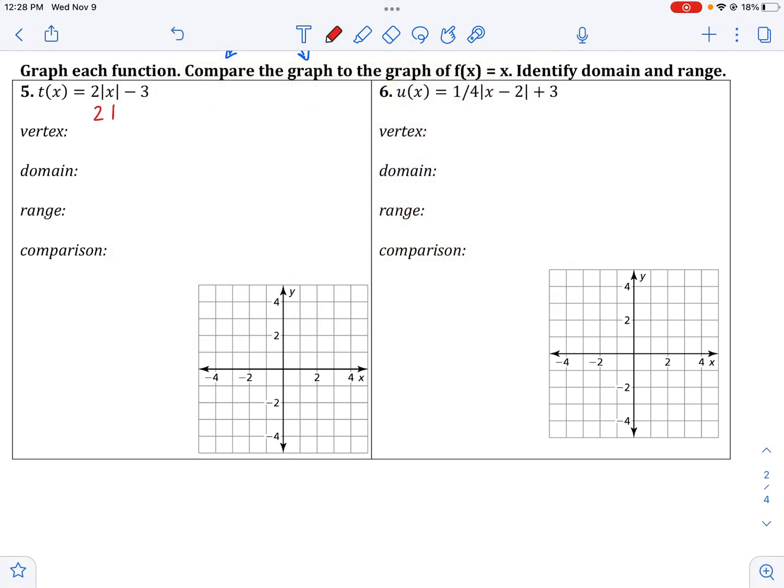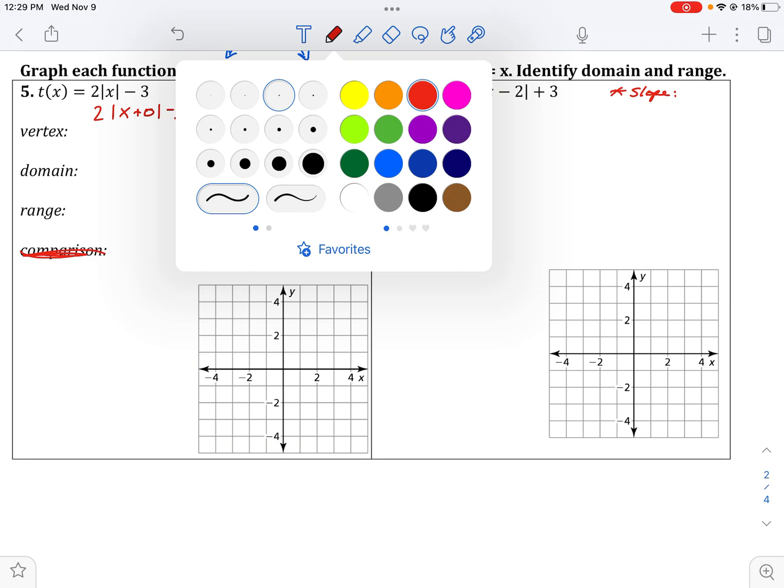I would write this one as 2 times the absolute value of x, and there's nothing else in there, so I could write that as plus 0 minus 3. I would find your slope and your vertex and your transformations. Really, that's transformation. I don't know why I put comparison there. And then I would unpause and check your work.